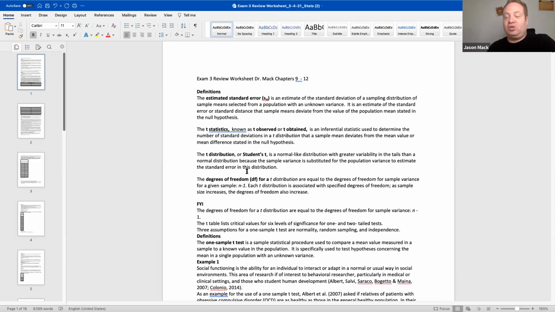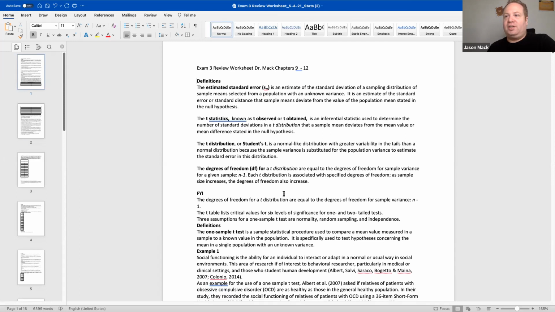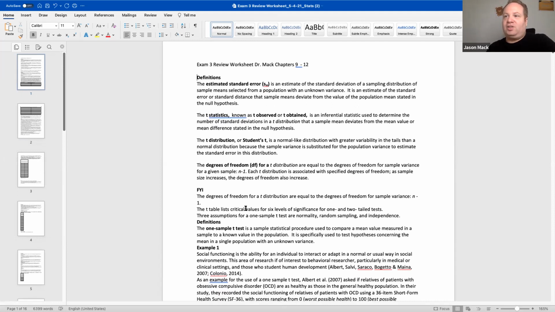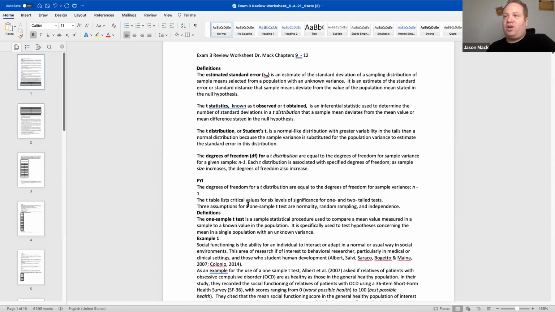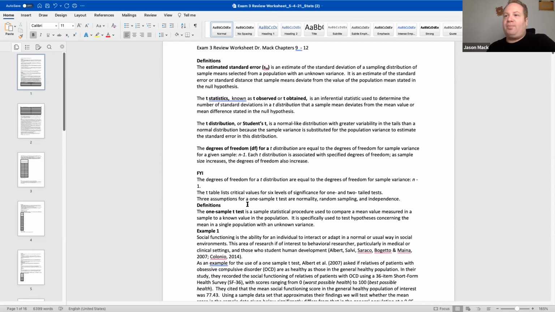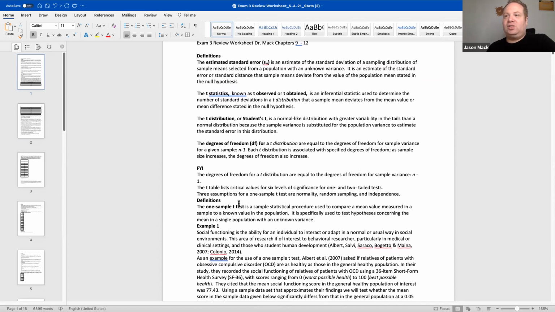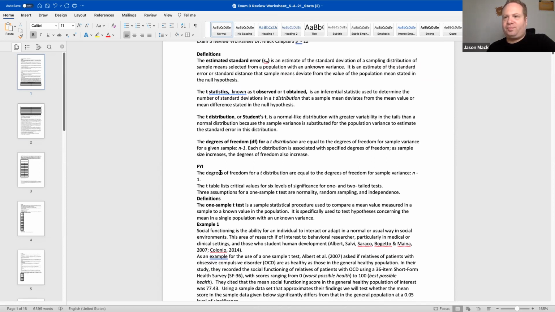The t distribution, or Student's t, is a normal-like distribution with greater variability in the tails than a normal distribution because the sample variance is substituted for the population variance to estimate the standard error in this distribution. The degrees of freedom for a t distribution are equal to the degrees of freedom for sample variance for a given sample, n-1. Each t distribution is associated with specific degrees of freedom. As sample size increases, the degrees of freedom also increase.